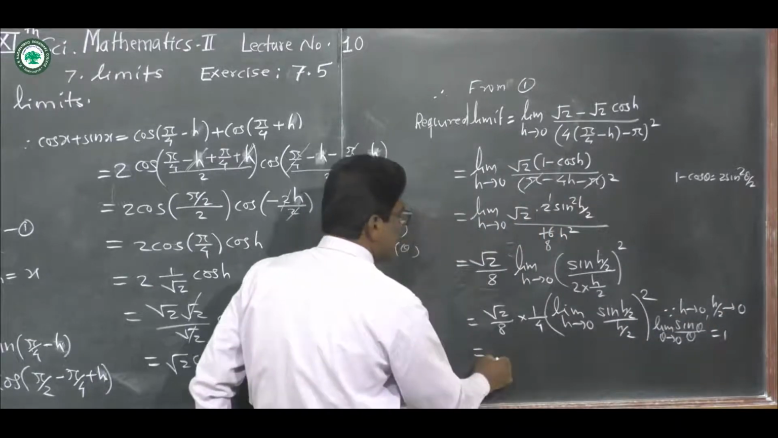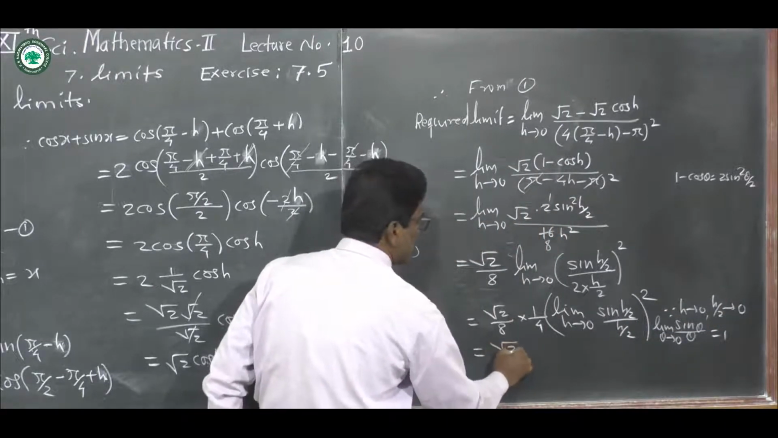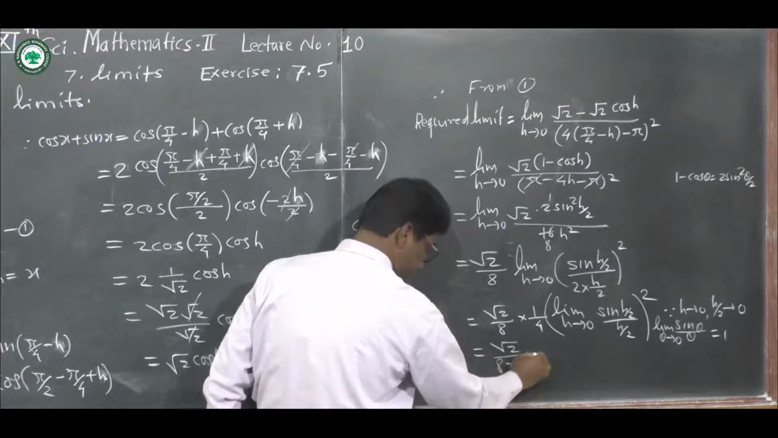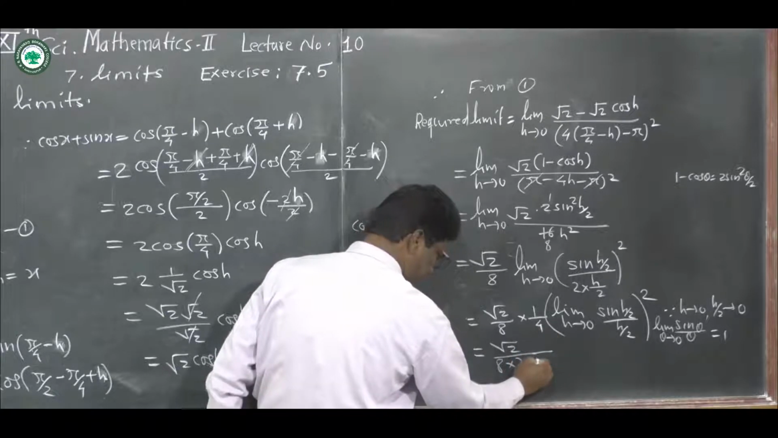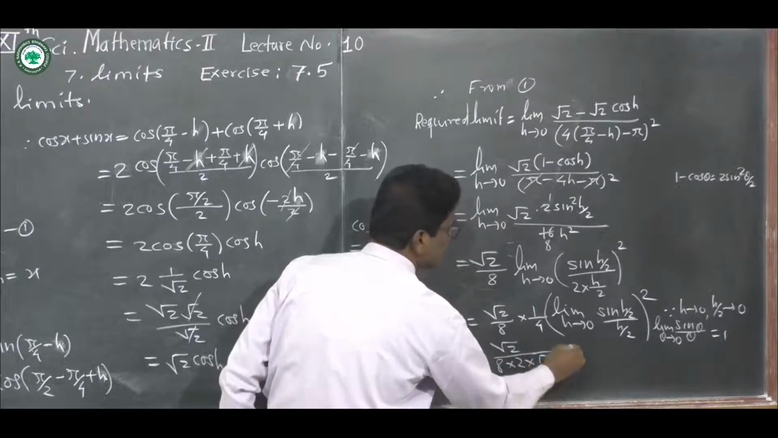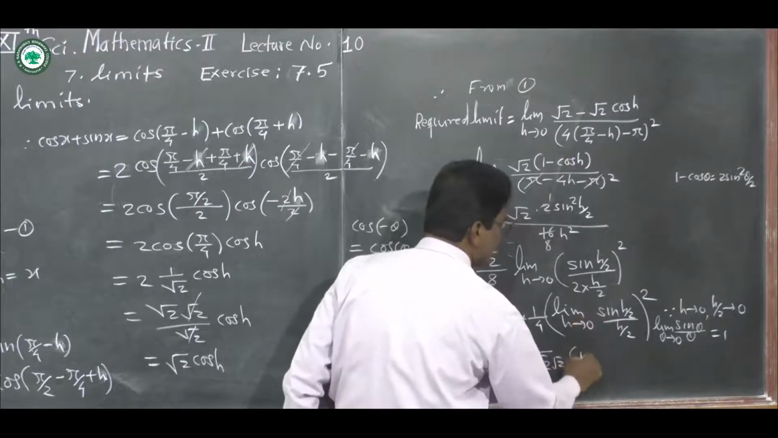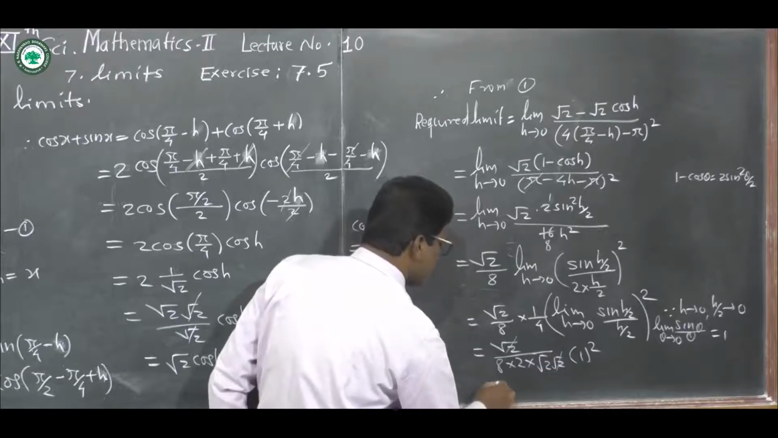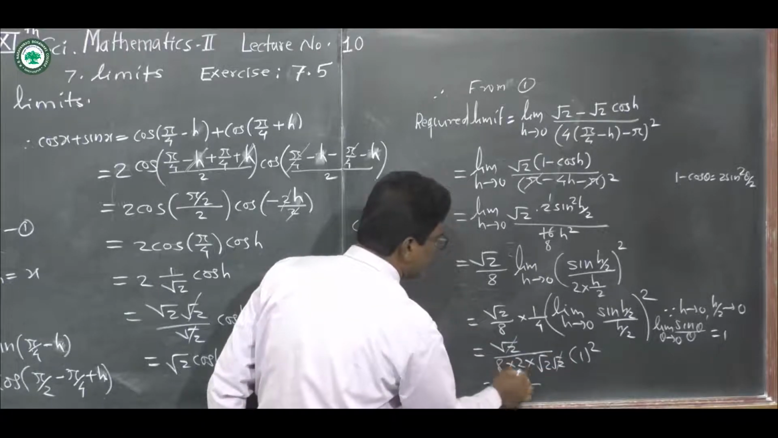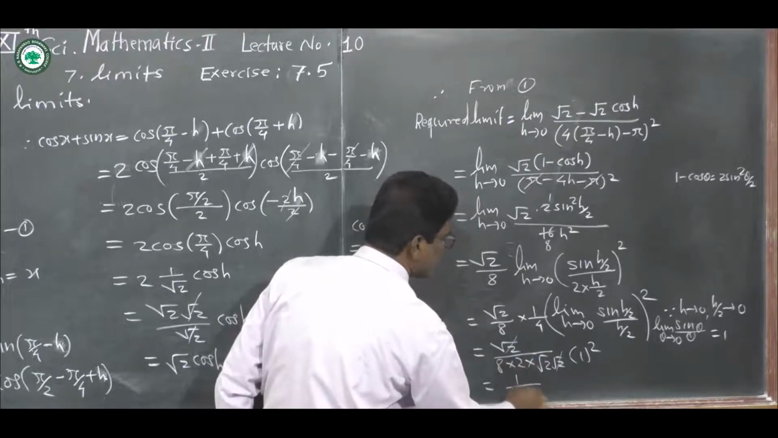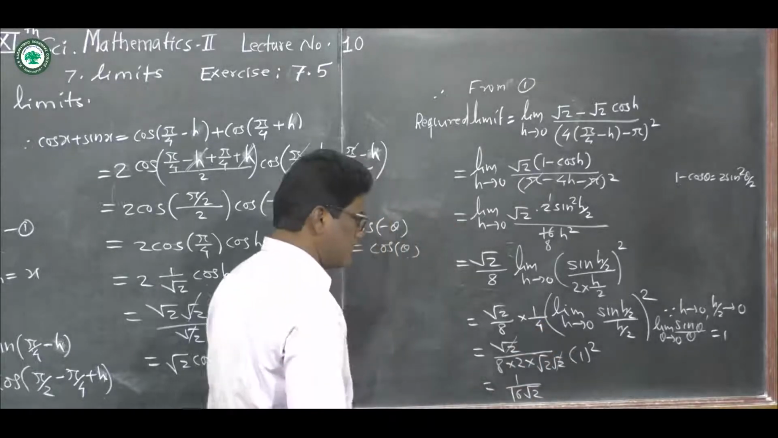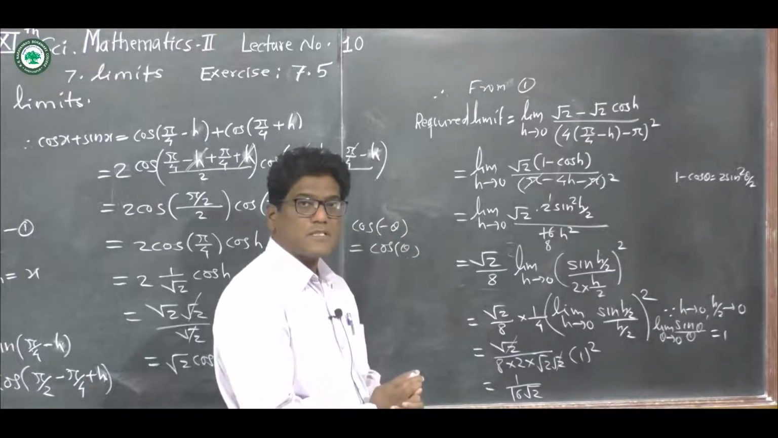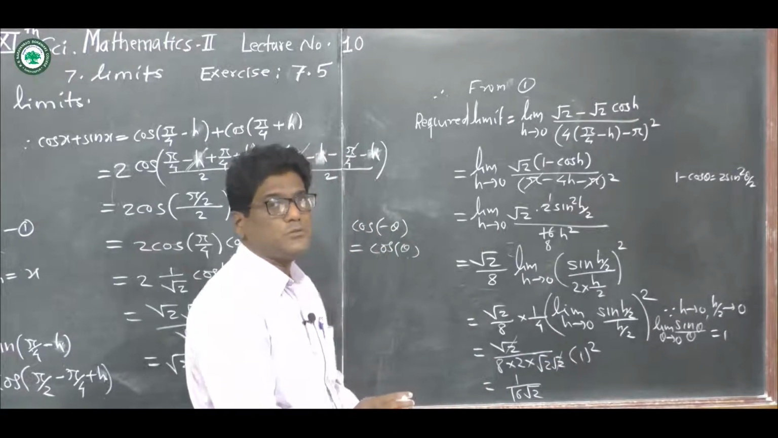And therefore we write this as root 2 into 1, that is root 2 divided by 8 into, we write 4 as 2 into 2, and that 2 we write root 2 into root 2. Okay, and this one is 1 square. Now this root 2 and root 2 get cancelled. So it is equal to 1 upon 8 2s are 16 into this root 2. This is the final solution because 1 square is 1. Okay, so last solution is 1 upon 16 into root 2.